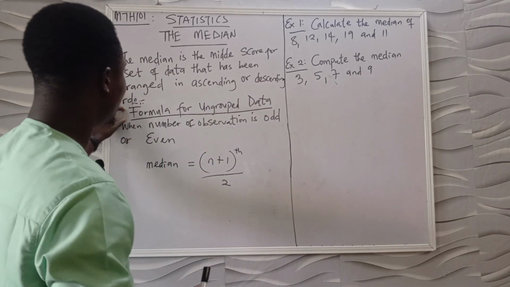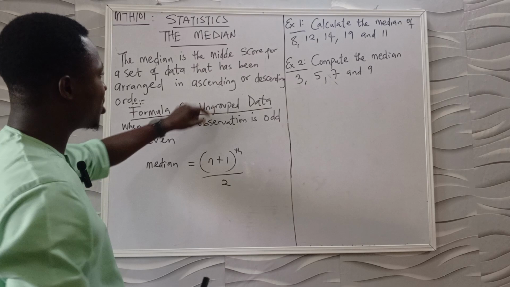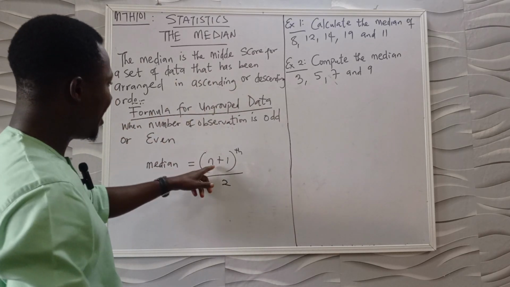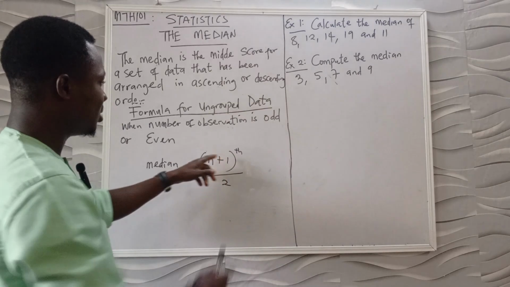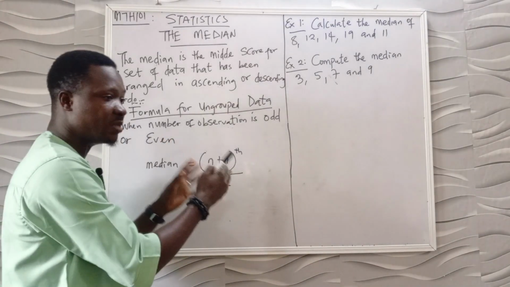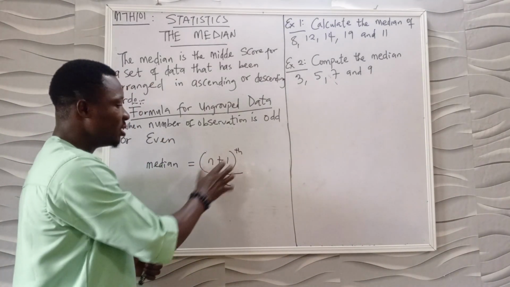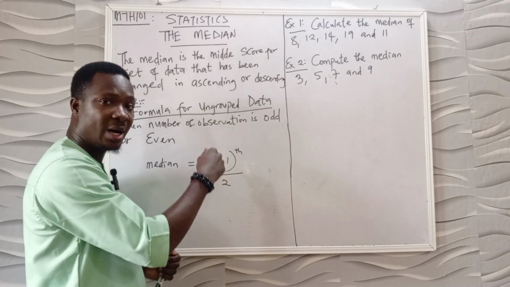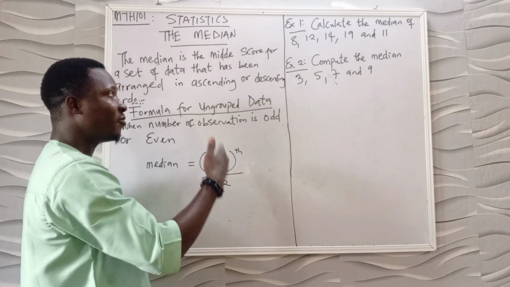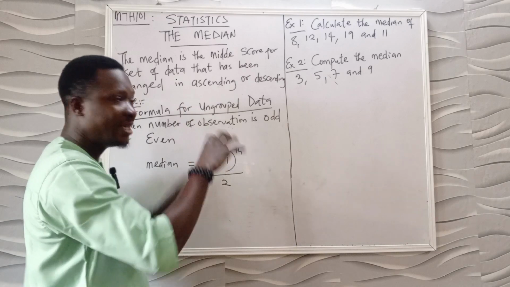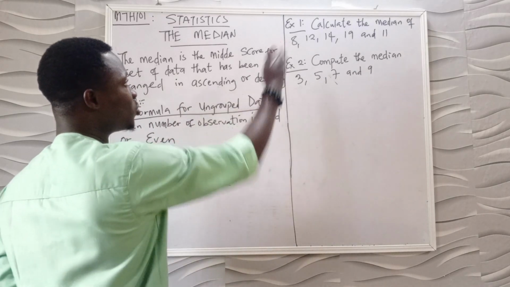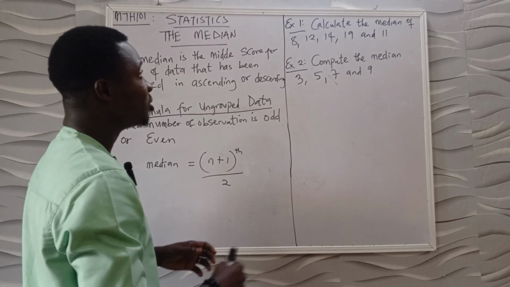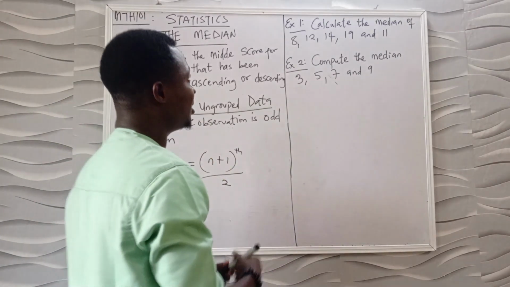And the formula for median when it comes to ungrouped data is n plus 1 all over 2, which will give us the position. That's why we have nth. It will give us the position of that particular median in the data. We have two examples here that we are going to use to give us more understanding.